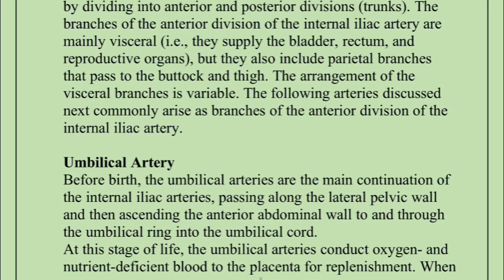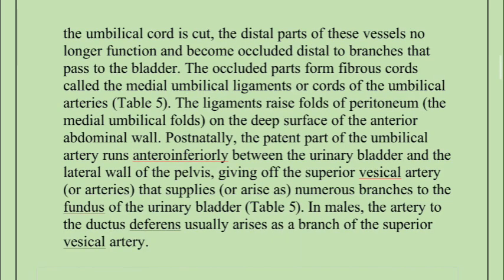Before birth, the umbilical arteries are the main continuation of the internal iliac arteries. They pass along the lateral pelvic wall and then ascend the anterior abdominal wall. They go through the umbilical ring to the umbilical cord, and at this stage the umbilical arteries conduct oxygen and nutrients.